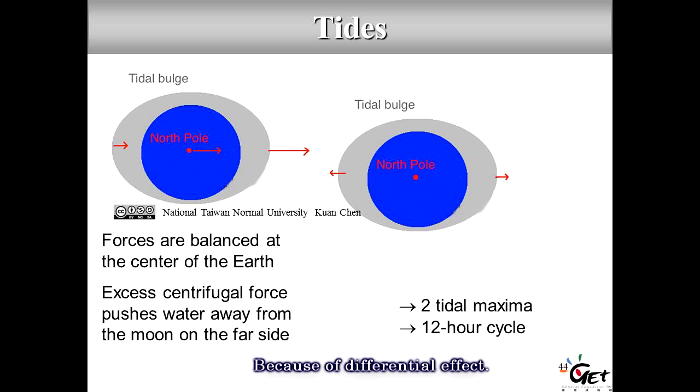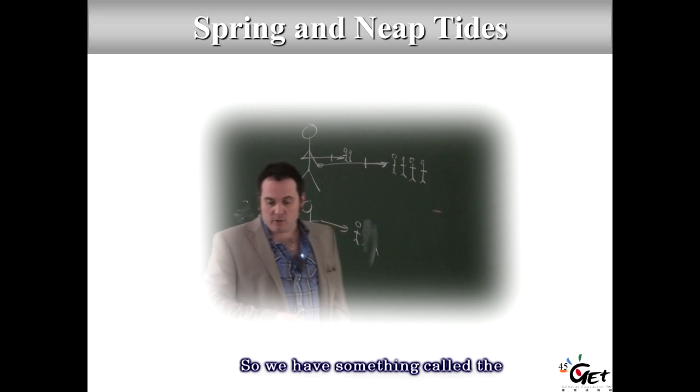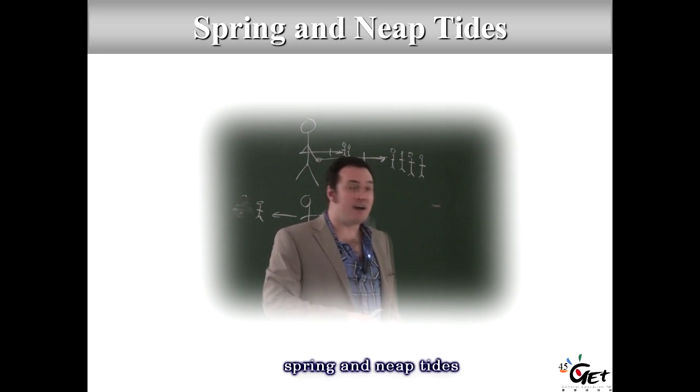Okay? Because of the differential effect, and then there's an excess of centrifugal force. The fact that the Earth is rotating will have a tendency to pull the moon towards us. So we have something that we call the spring and neap tides.